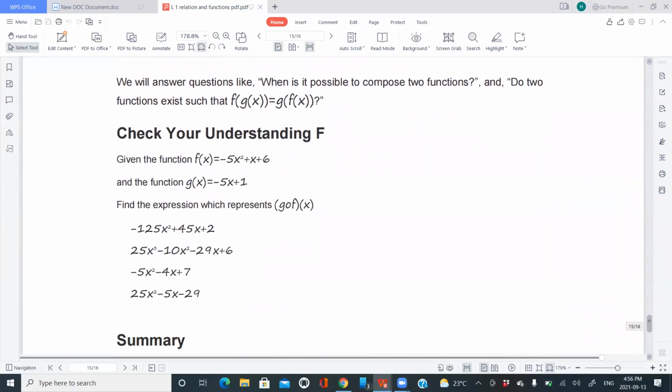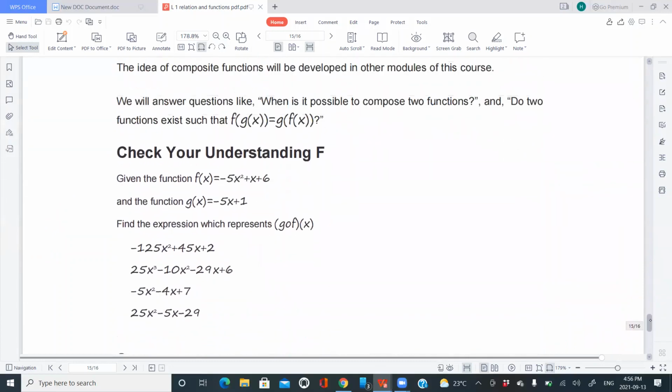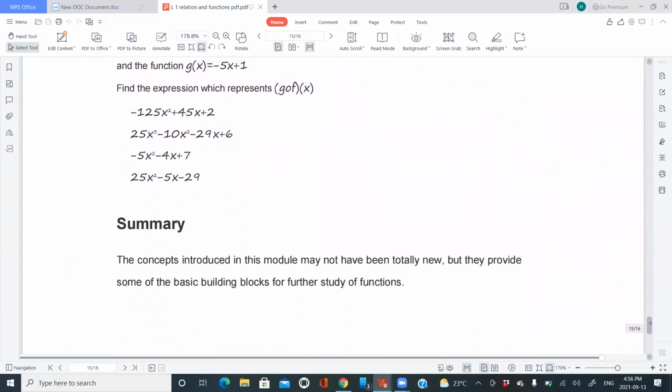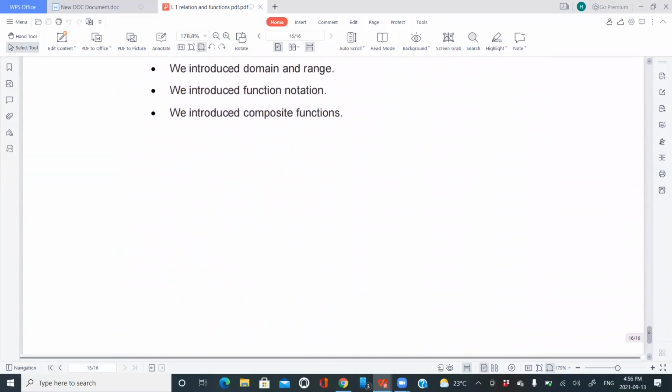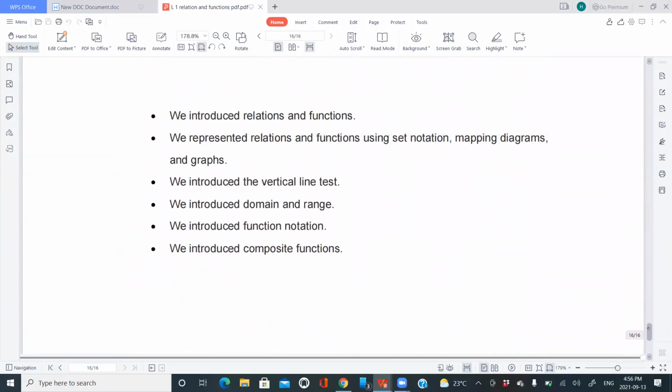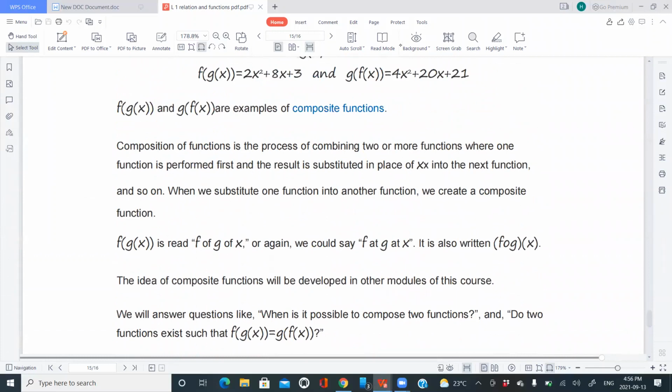So that's it. This completes your understanding. You can check it afterwards in your notes. So it completes your first lesson. And for the second lesson, I will post the link of the video.